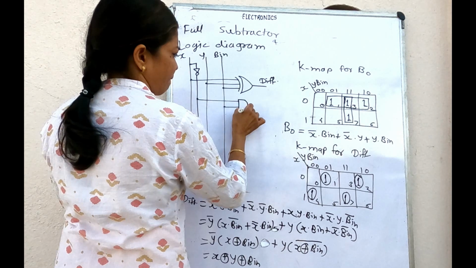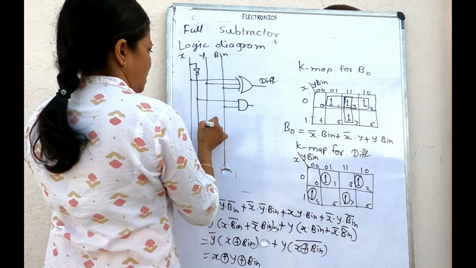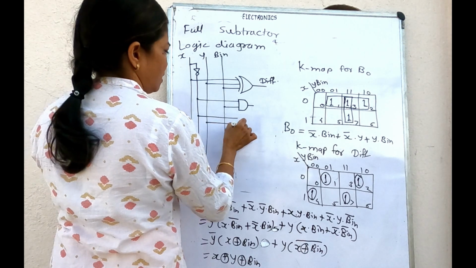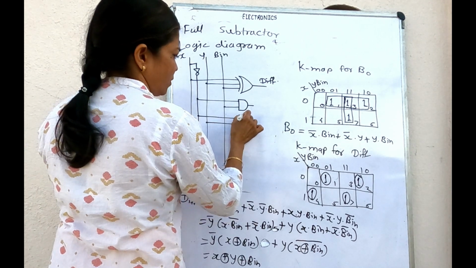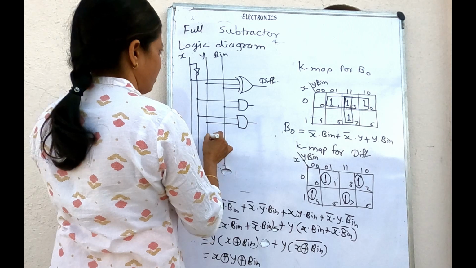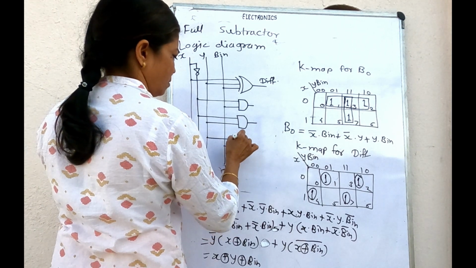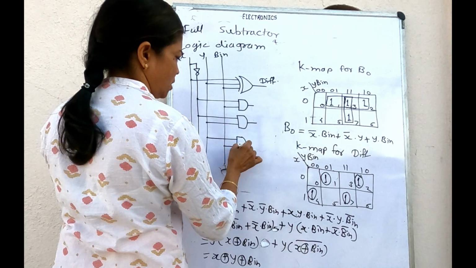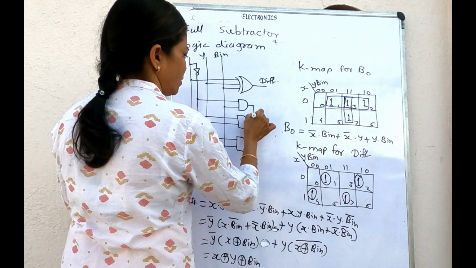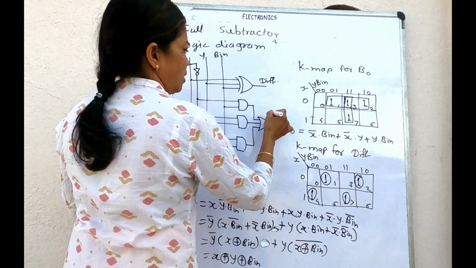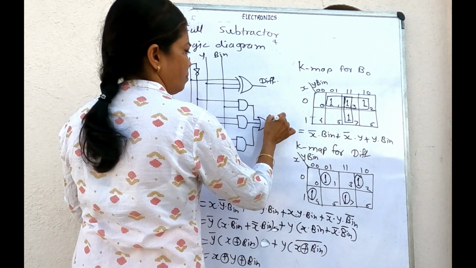AND operation, x complement y AND operation, y dot b in, and all these three AND operations are ORed for the borrow out.